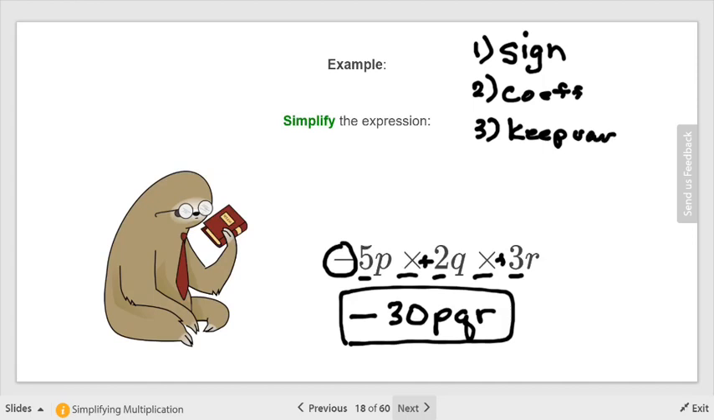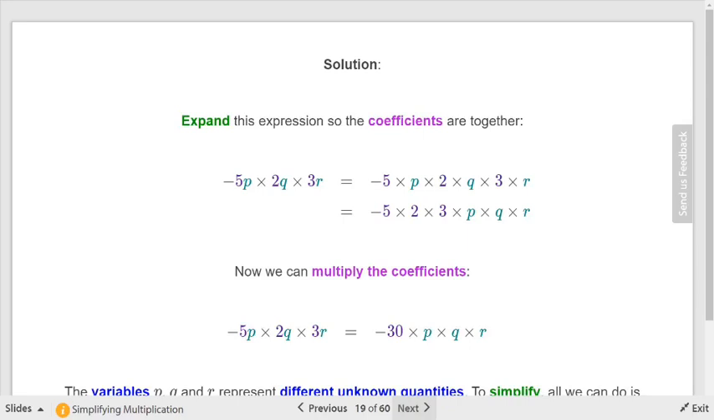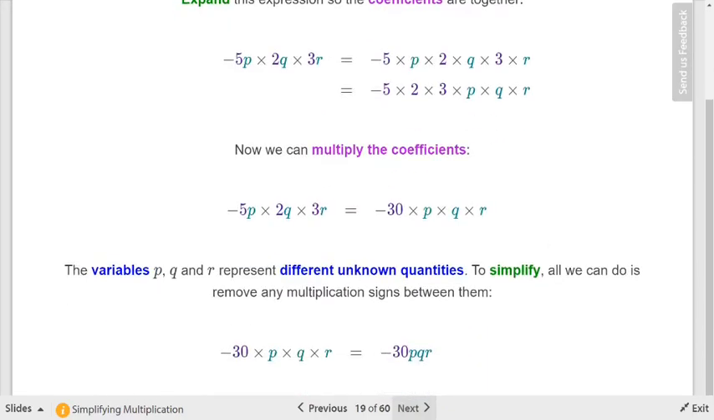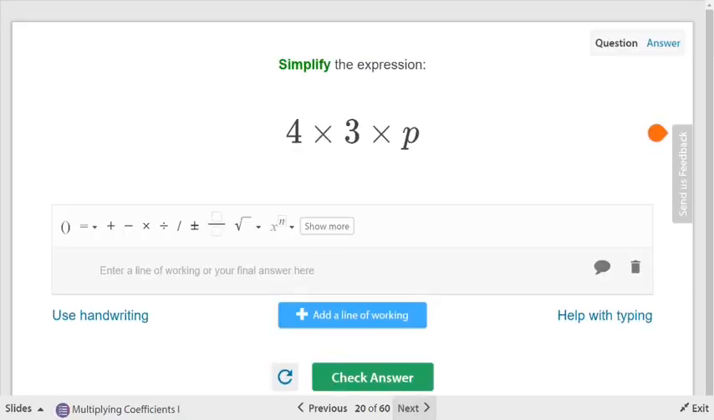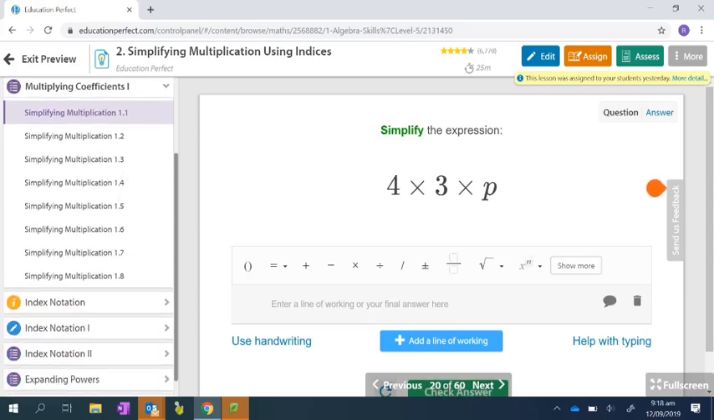So there's what we did. Okay, excellent. Then let's look to make sure our answer is correct. Negative 30 PQR. All right. So then it goes back to work for y'all. Let's see what our next lesson is.